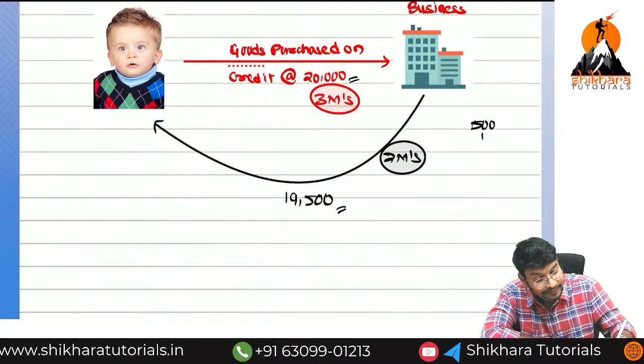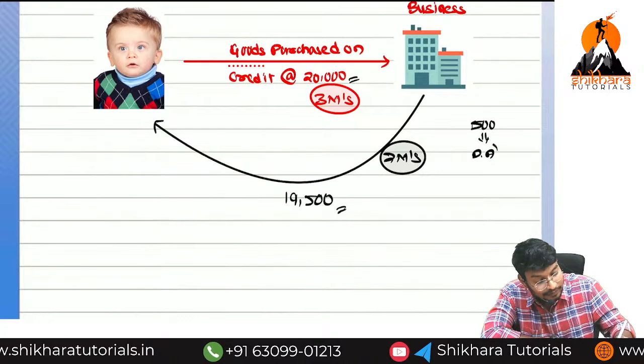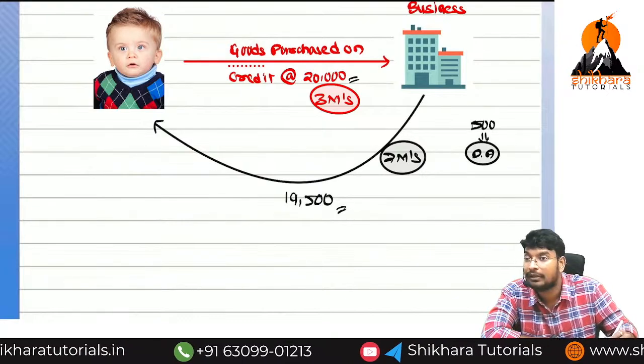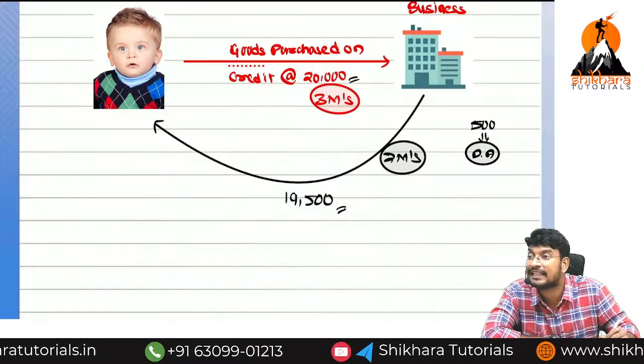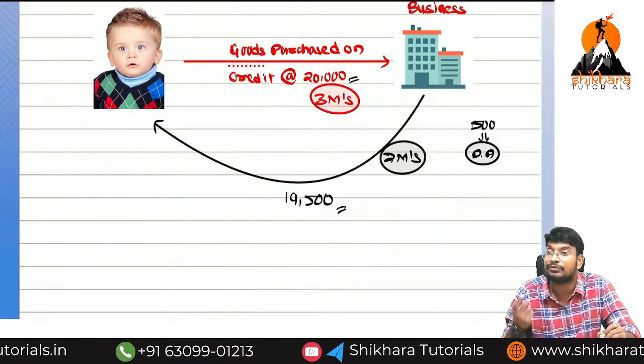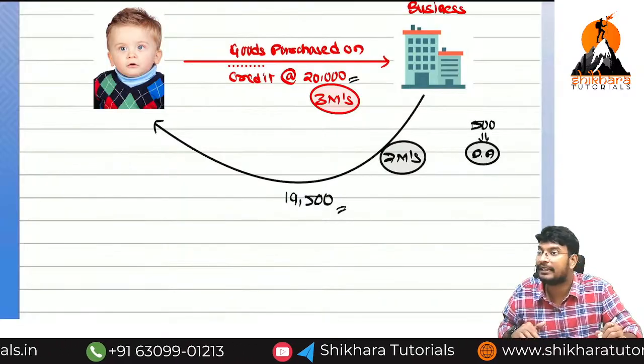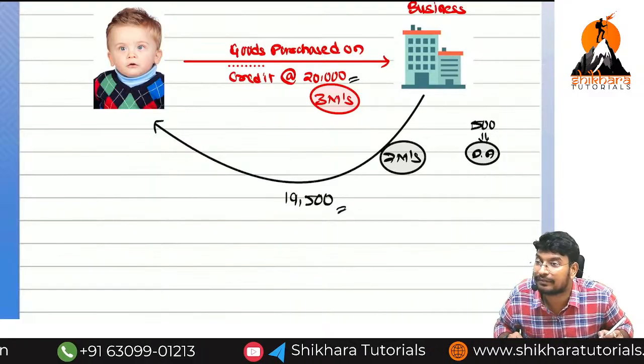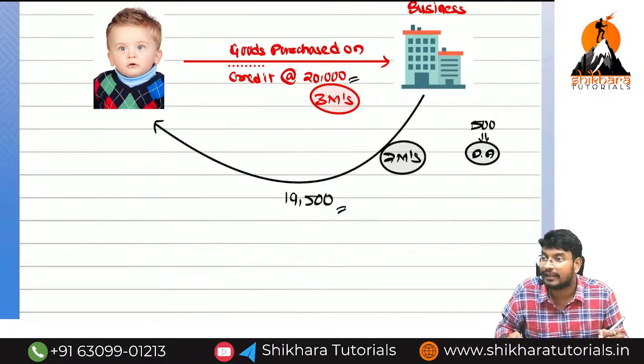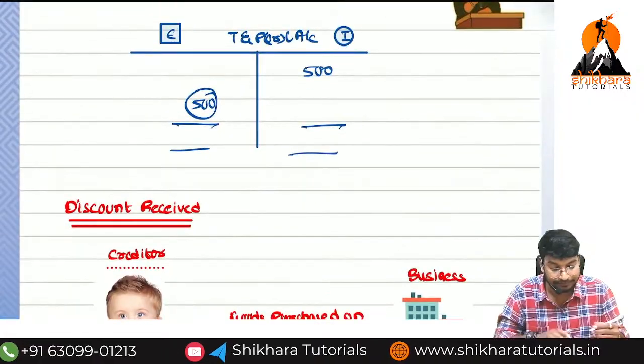What is the meaning of this 500? Discount received. Do we need to record it or not? We need to record it. Otherwise, how much expenditure will be shown in the books of accounts? 20,000. If you record this 500, how much expenditure can we show in the books of accounts? 19,500. How, sir?